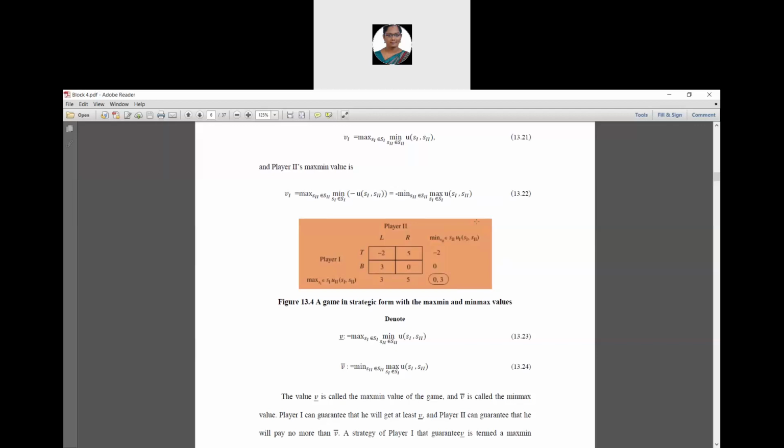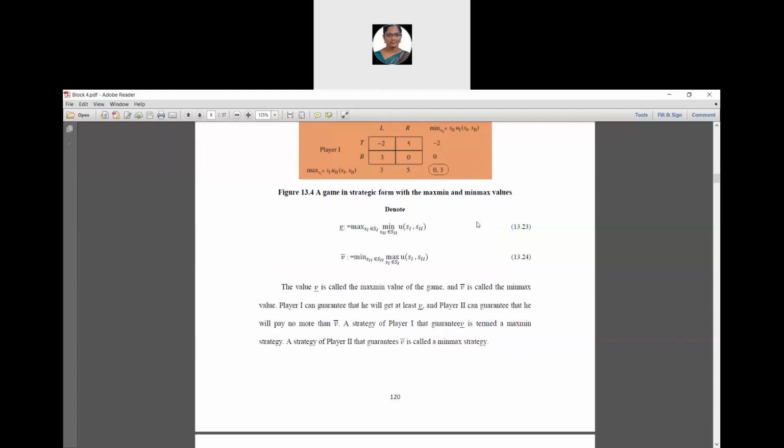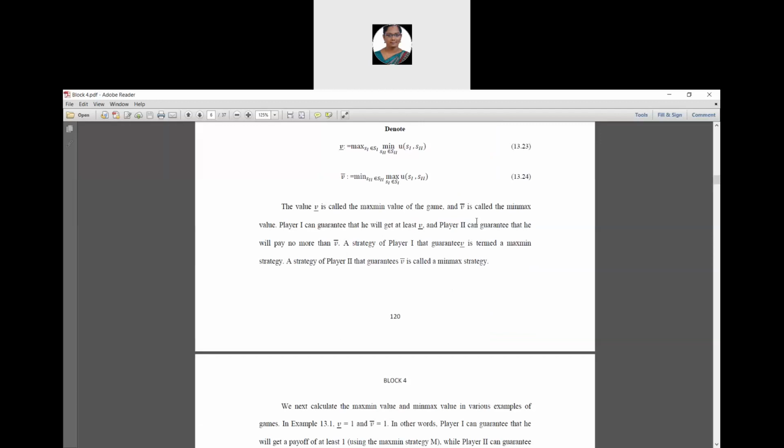Therefore, the lower value v is equal to max min of u(s1, s2), and the upper value v is equal to min max of u(s1, s2). The lower value is called the maximin value of the game, and the upper value is called the minimax value of the game. Player 1 can guarantee that he will get at least the maximin value, and player 2 can guarantee that he will pay no more than the minimax value.